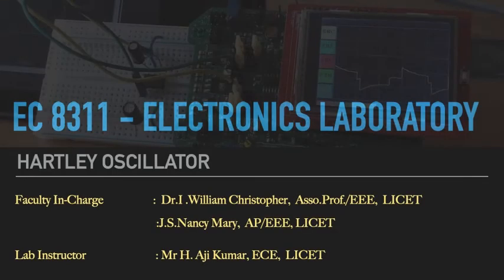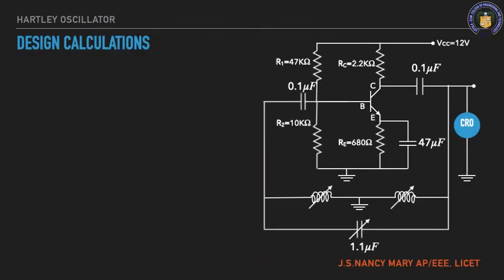Now let us move on to the Hartley oscillator. Nothing but the tank circuits. There we have two capacitances and one inductance. Here we will be having two inductances and one capacitance. So the design calculation will be as in your common emitter amplifier. So same design calculation. Now I'll write the inductance.